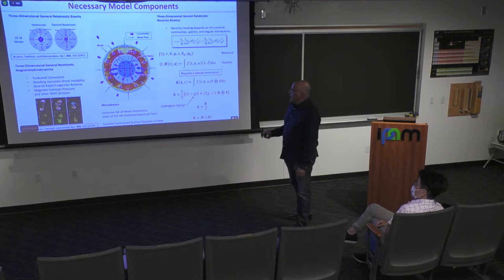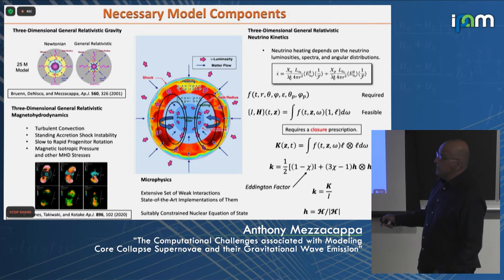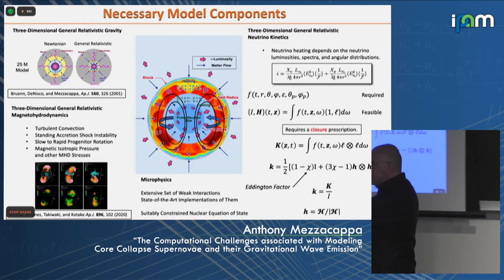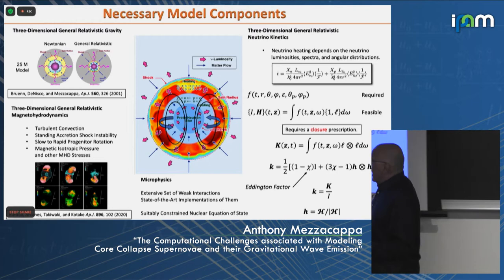Okay, so that's the gravity sector. We talked about the need for magnetohydrodynamics. We talked about the need to model turbulence, the SASI, rotation, and the impacts of magnetic fields. And this has to be general relativistic as well. You can't have general relativistic gravity and Newtonian MHD or Newtonian gravity and general relativistic MHD. It makes no sense. There are all kinds of effects that occur in the MHD sector that would not be captured if it were not a general relativistic treatment.